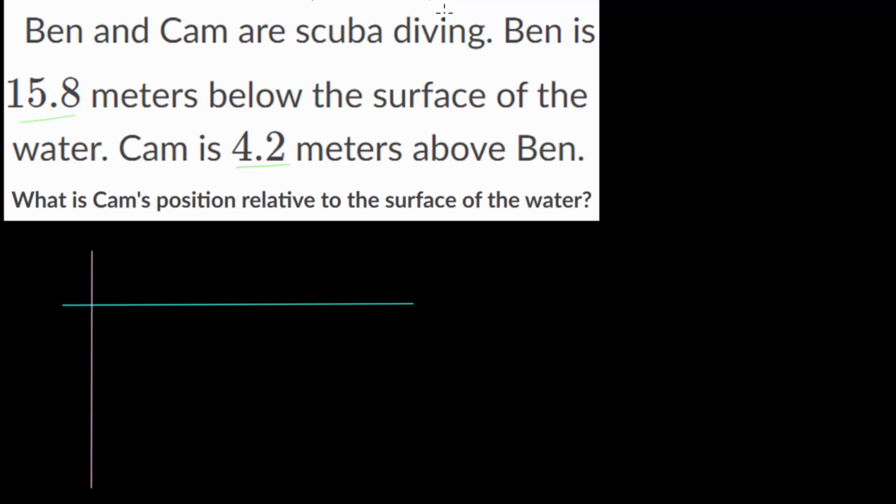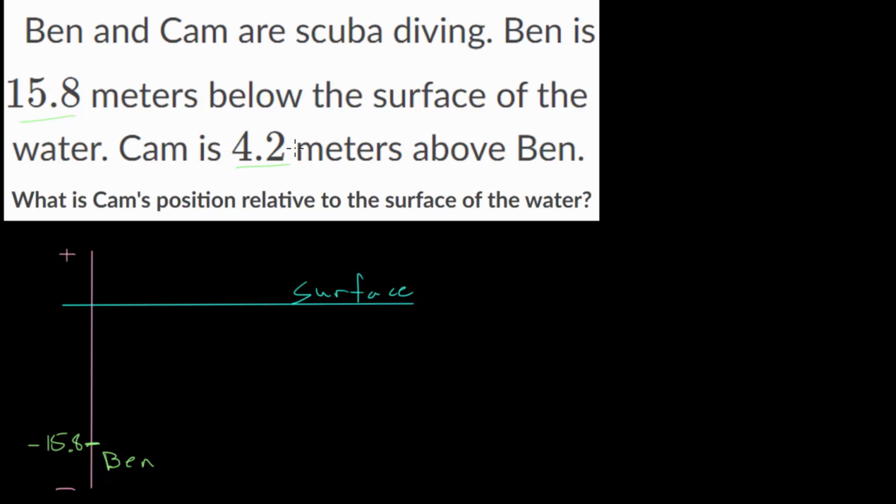We're told that Ben is 15.8 meters below the surface. So let's first label this. This is the surface of the water, and above the surface, that's the positive direction, and below the surface, that's the negative direction. Ben is 15.8 meters below the surface, so maybe Ben is right here, in the negative direction.